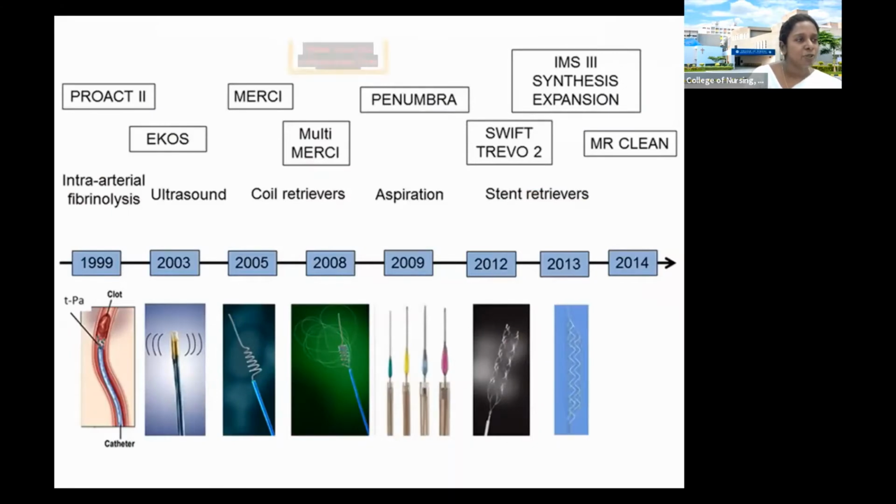This slide tells you the different options that were available till this time period. It started with intraarterial thrombolysis, then they had ultrasound related clot destruction strategies. Then they had coiled retrievers. What I showed, MERCI, was part of coiled retrievers. Then came Penumbra, which was aspiration. Right now, what we have is the last one, which is the stent retrievers. And the device that we have is Solitaire.